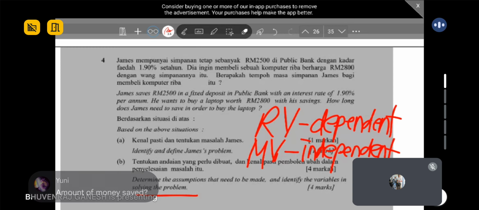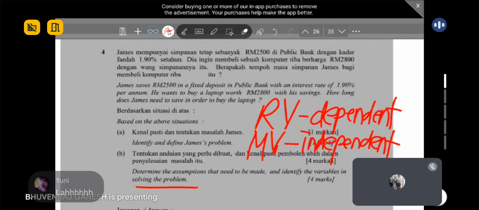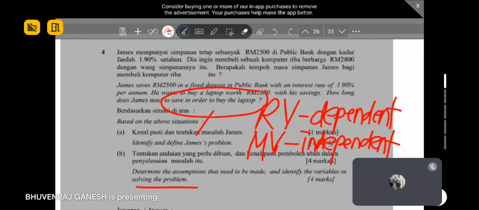Yes, finally. Okay, got the correct answer, D. Correct. Amount of money saved, guys. Am I right? Can you see here, guys? This is your RV. Save in order to buy the laptop. Means that what is the total amount you must save? So that is your RV, guys. Itulah yang bergerak balas.